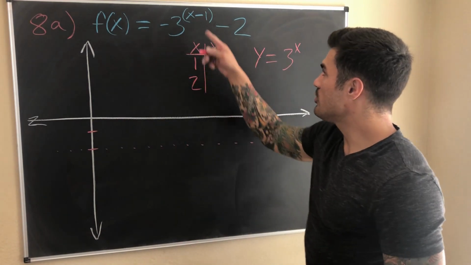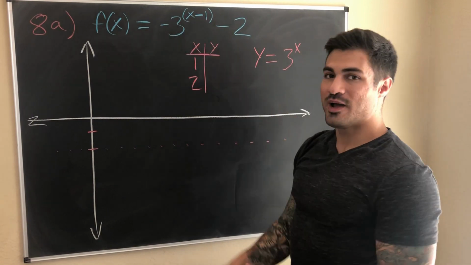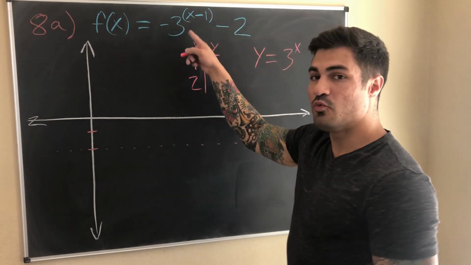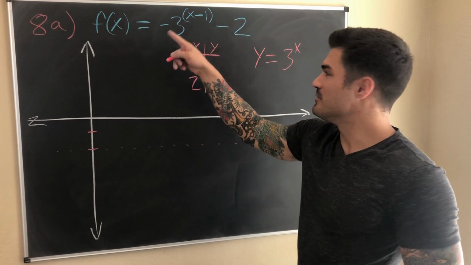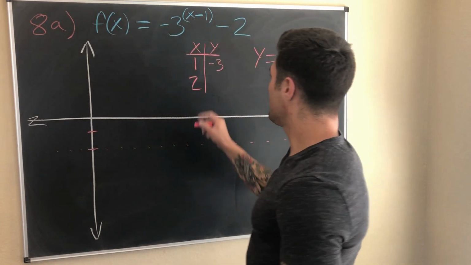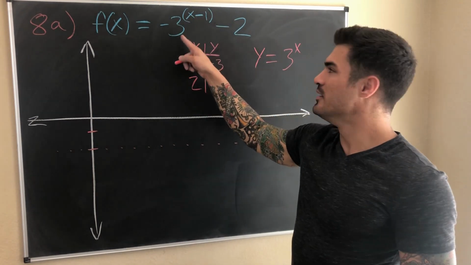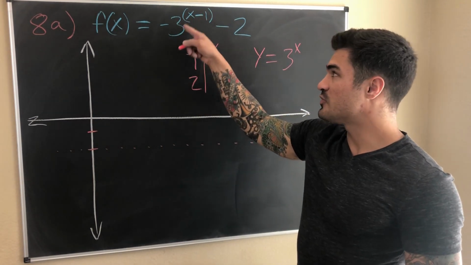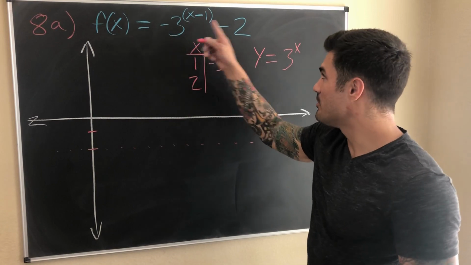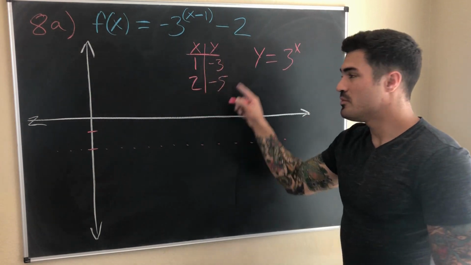So when I plug 1 into this function, I get 1 minus 1, that's 0. 3 to the 0 power, that's 1. So we have a negative 1, because this negative is chilling out in front. Negative 1 minus 2, negative 3. So when I plug in 1 to this function, I get negative 3. When I plug in 2, I get 2 minus 1, that's 1. 3 to the first power just becomes a negative 3. Minus 2, that's negative 5. If I went too fast, go back, pause the video, and make sure this checks out.